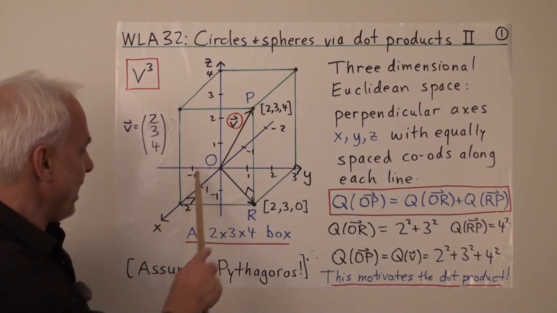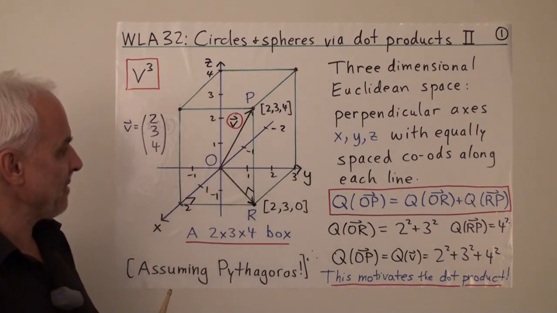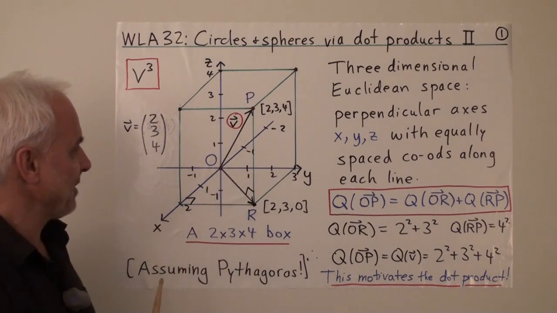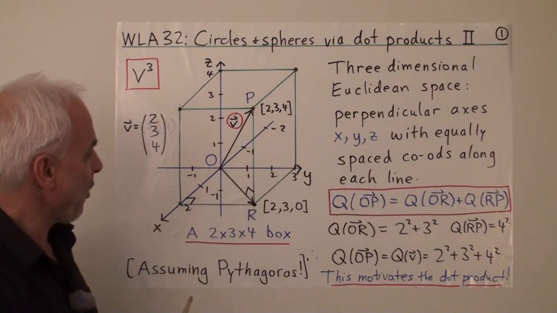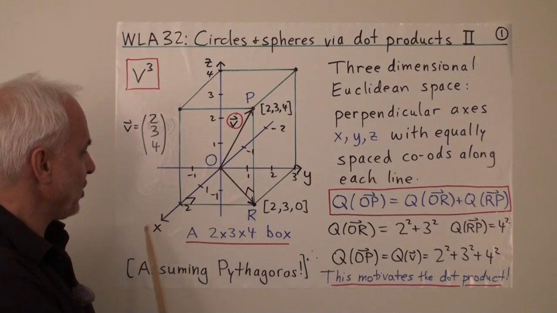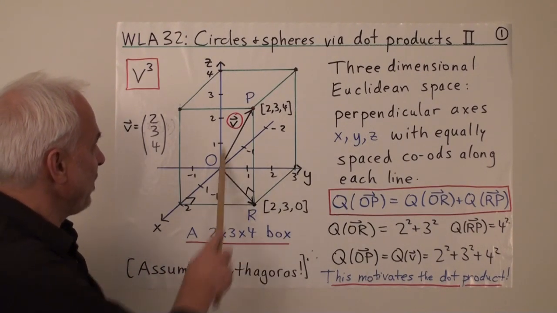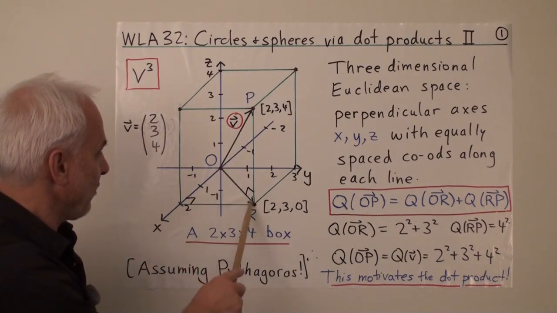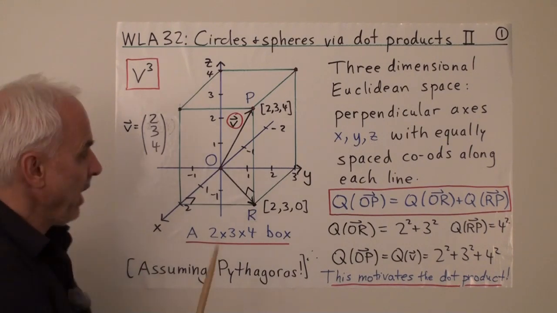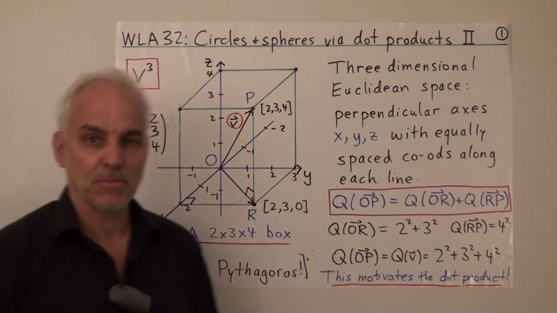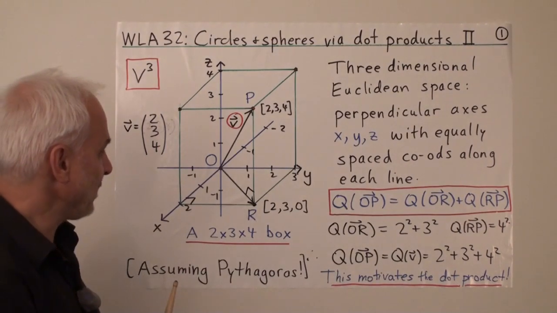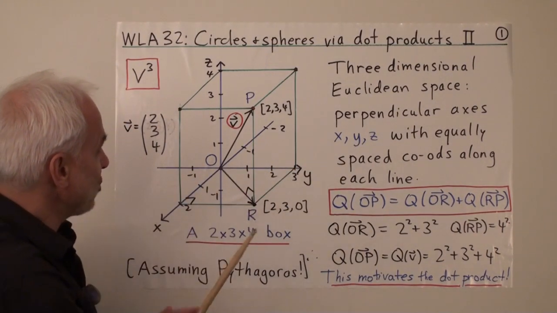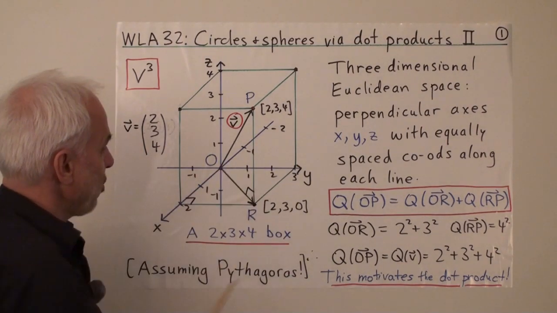We have an x-axis, a y-axis, a z-axis. We have labels on all three axes. So the point 2, 3, 4, for example, is over 2 in this direction, over 3 in that direction, up 4 in that direction. So we can get to it by going 2 here, and then 3 here, and then 4 here. And we can picture it very concretely in terms of being a corner of a box that we create. The box here, or parallelepiped, has its sides all parallel to the three coordinate axes.